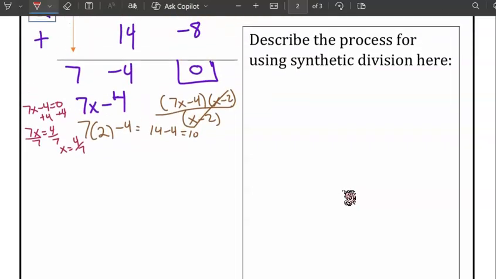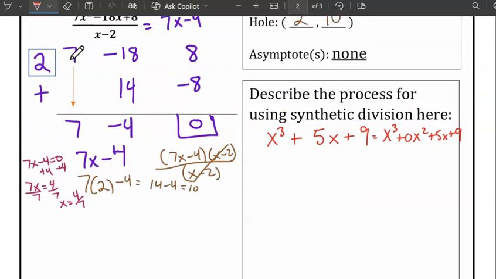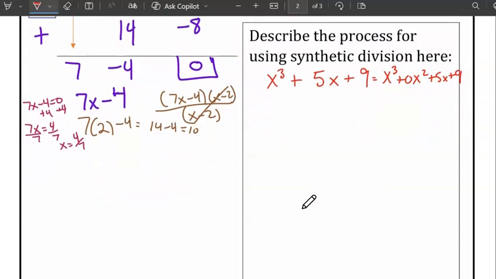One more thing I'll add that you could add to your box is, for example, if you had something like this, x cubed plus 5x plus 9, you would want to set that equal to x cubed plus 0x squared plus 5x plus 9. The 0 would go into that row where you put the coefficients of the numerator.